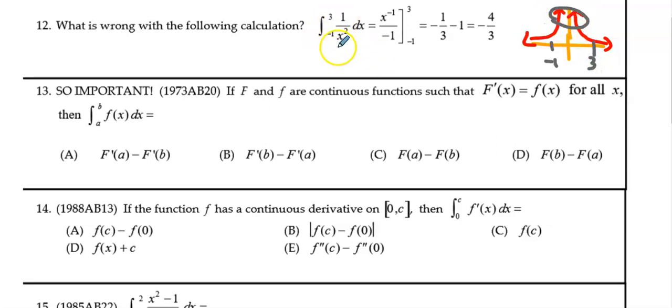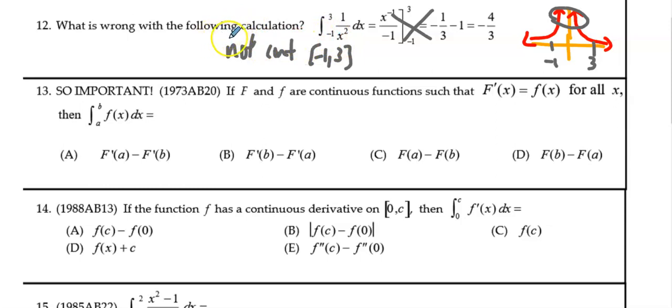It's not continuous. It's not continuous at x equals 0, right? There's actually an asymptote there. So we're not continuous over the interval from -1 to 3. So you can't solve it. It's just not doable. So even though this looks right, it's not right because you just can't solve it in the first place.